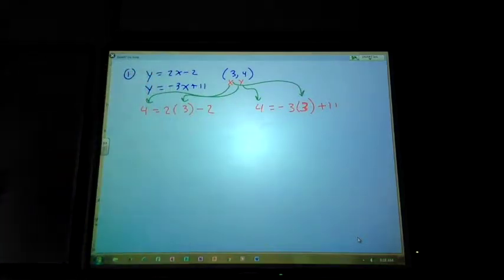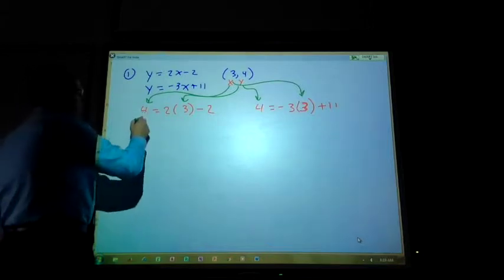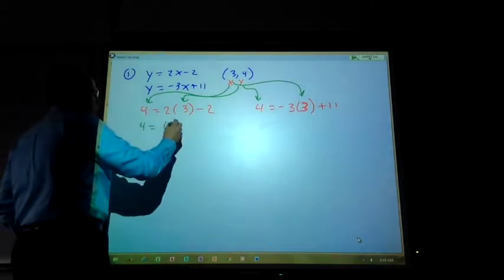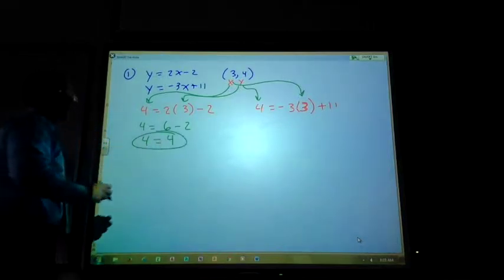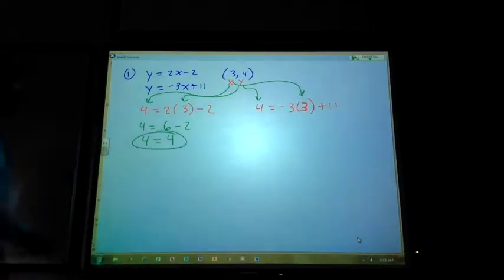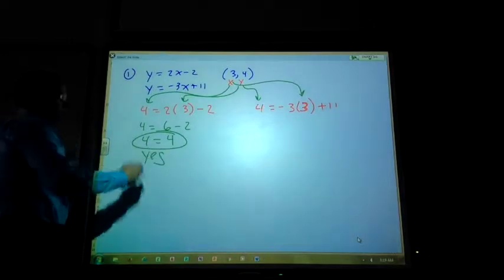Do you agree with that? Does that make sense how I've done that? And we're just going to do the arithmetic. So nothing happens to this side. So I get 6 minus 2. I agree with that. What do you think? So I'll say yes over here.